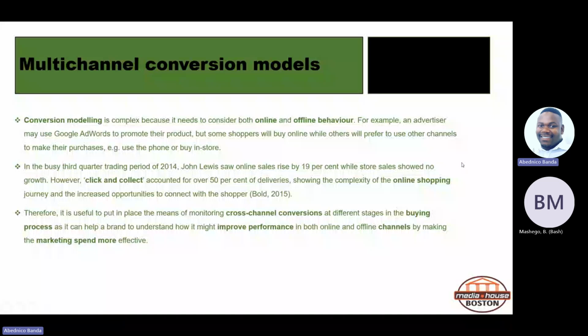There will always be metrics. Nowadays, especially with AI, you can get as much customer insight as possible. I mean, if this was happening in 2015, now it's 10 years later. It means you've got better reporting software and online tools that you can use to understand what is happening from a multi-channel conversion model. So it is useful to put in place the means of monitoring cross-channel conversions at different stages in the buying process, as it can help a brand understand how it might improve performance in both offline and online channels by making the marketing spend more effective.